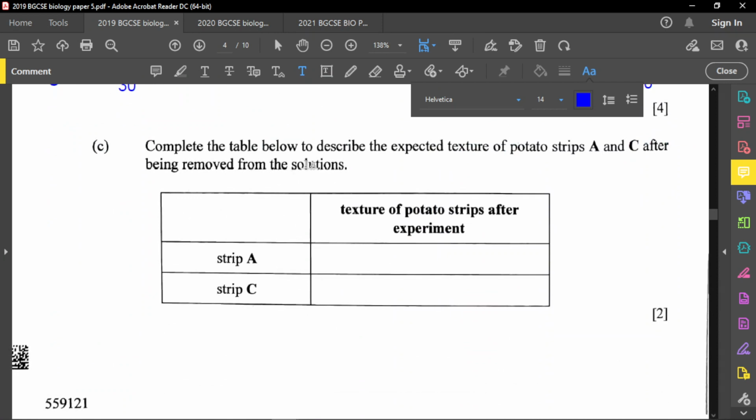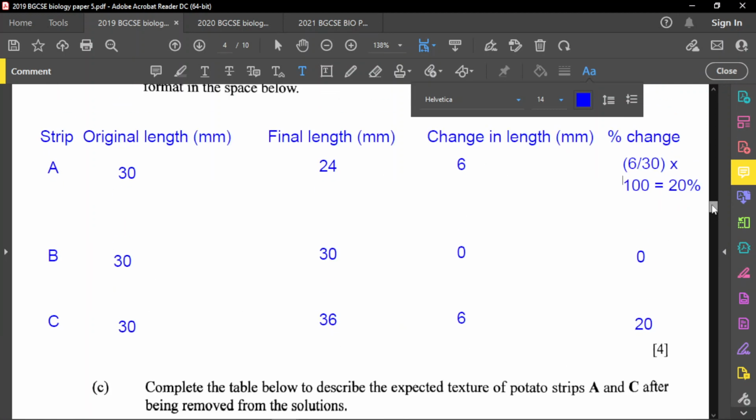It said complete the table below to describe the expected texture of the potato strips A and C after being removed from the solutions. So if you look at A, again, let us go back and tell what happened to A and what happened to C. If you look at the chart, the chart will also tell you. A decreased and C increased in length, right?